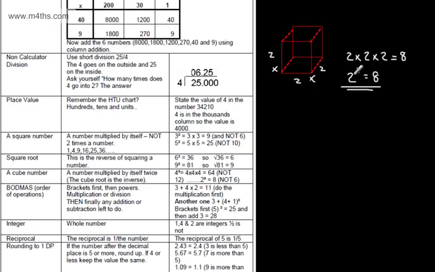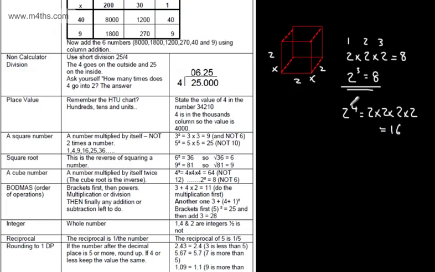Whilst we're here, if we look at this base number, that is the number we're multiplying, and this power is the number of them we have. We have 1, 2, 3 of them. So for example, if I had 2 to the power of 4, this would be 2 times 2 times 2 times 2, which is going to give us 16.